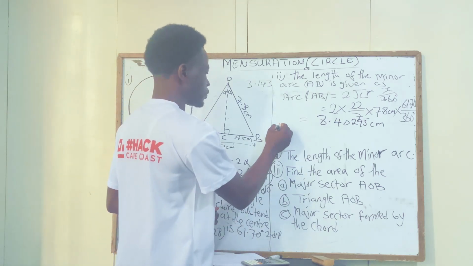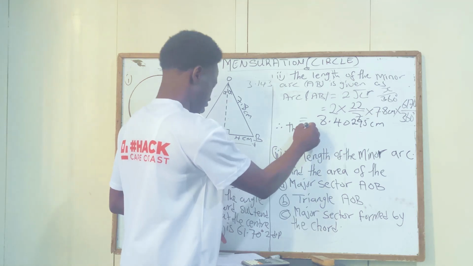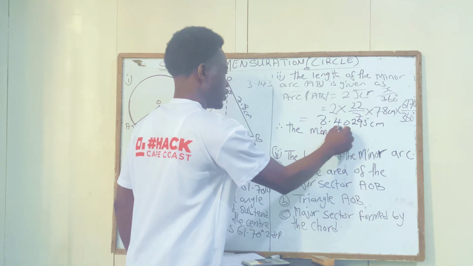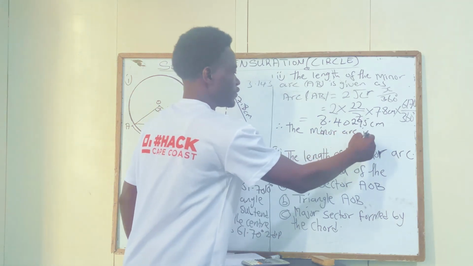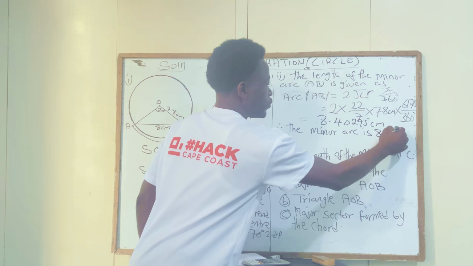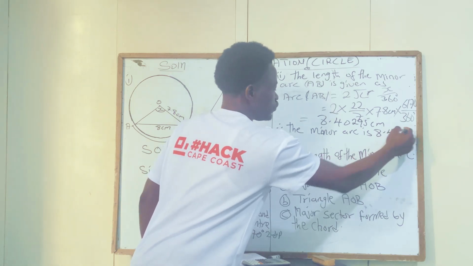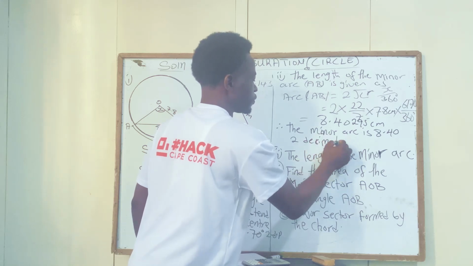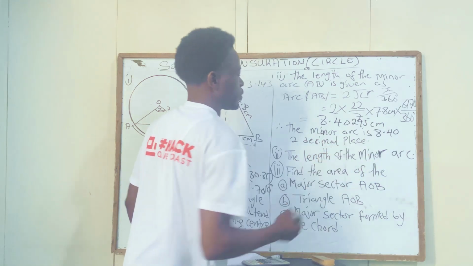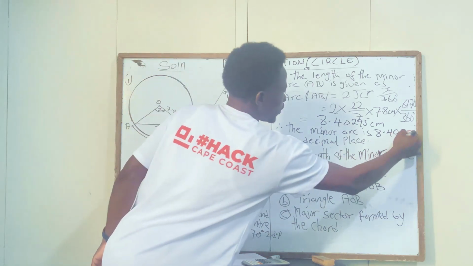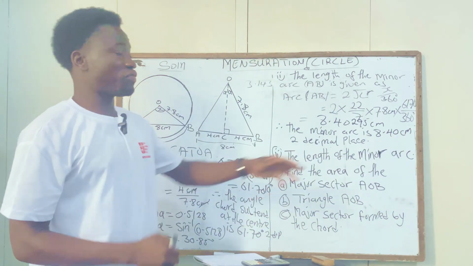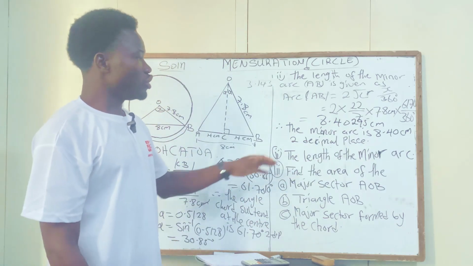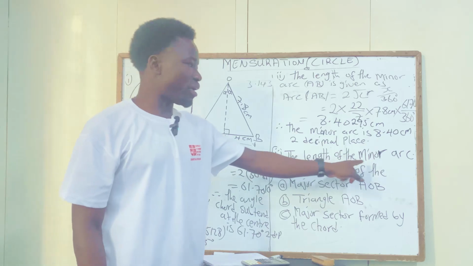So therefore, the length of the minor arc is 8.40 to 2 decimal places. Remember to put the centimeters. These are the small things that take marks off when you don't put the unit. Okay, so that is how we find the length of the minor arc.